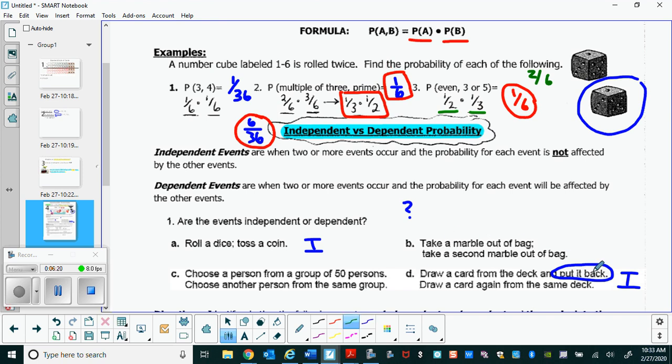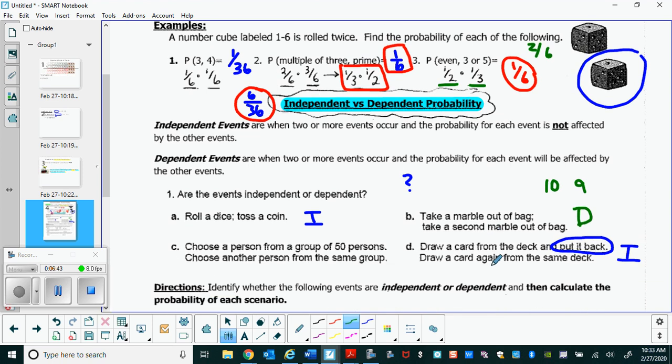So now let's go back to B. Since it doesn't say anything about putting it back, let's say that there's 10 marbles in the bag. And when you draw one of the marbles out of the bag, for the next one, there's only going to be 9 marbles left in the bag. So whatever you get on the first one will impact the probability of what you get for the second draw. So this is an example of dependent. When you don't put something back, the second outcome is affected.